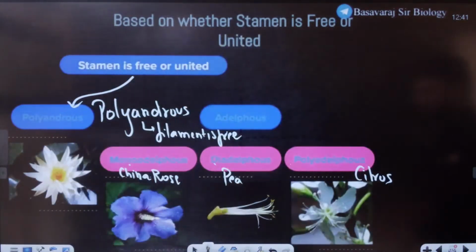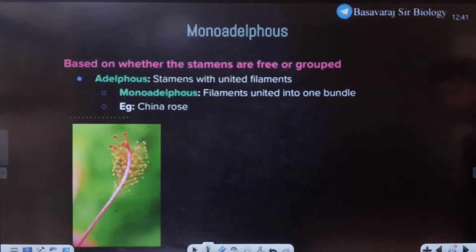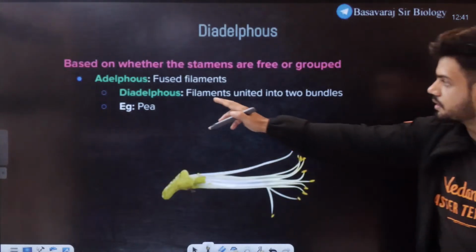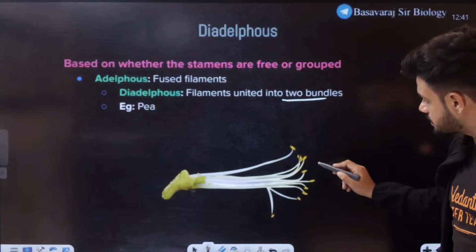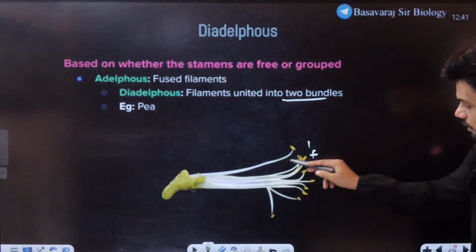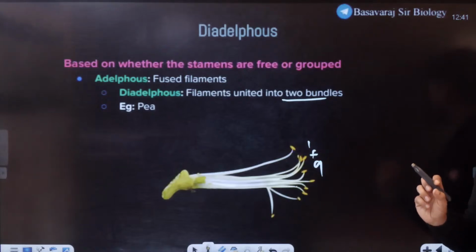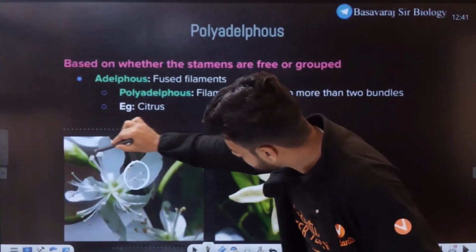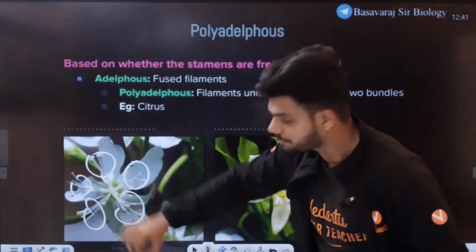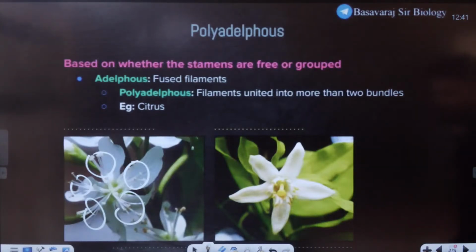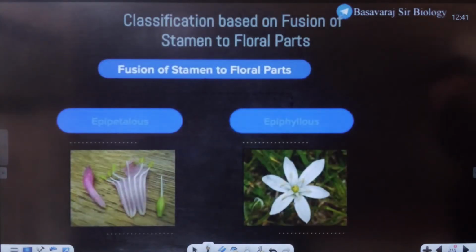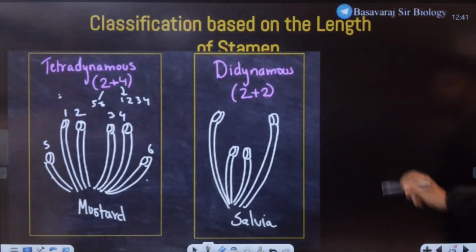Okay, examples you have to remember. China rose, pea plant. Diadelphous is filaments divided into two bundles. This is 9 plus 1 condition. 9 are in one bundle, 1 is separate. Citrus, can you see? Multiple bundles. Here one bundle, here one bundle. More than 2 bundles. Free is polyandrous. Epipetalous condition, epiphyllous condition.